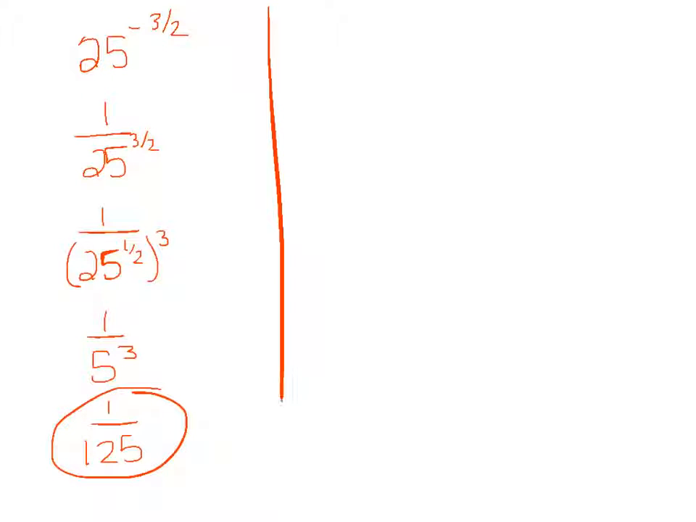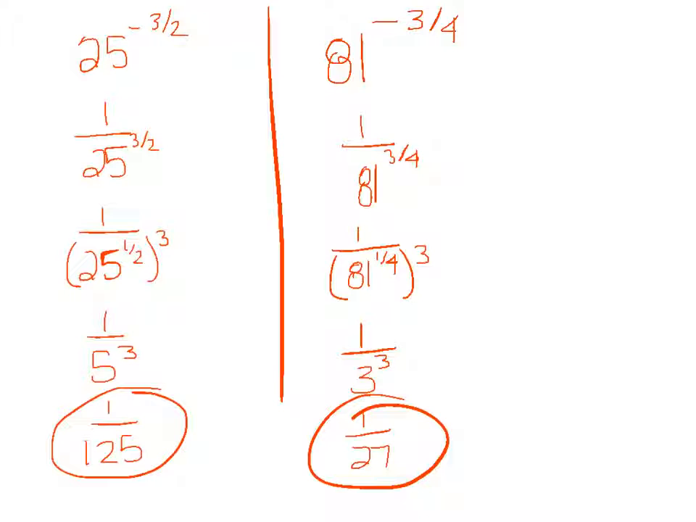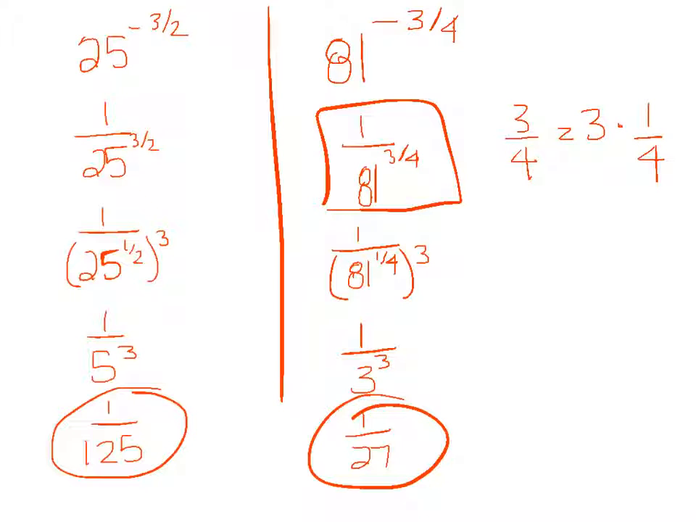Let you try it. I think you can get it now. Let's try 81 to the negative 3 over 4. Try that one. And I got an answer 1 over 27. So go to the next slide, or I'll give you an explanation. The negative I took care of first by taking reciprocal. So I'm here. Then I decided to break up 3/4. Could be written as 3 times 1 over 4. So I did the 3 on the outside, the 1 over 4 on the inside.